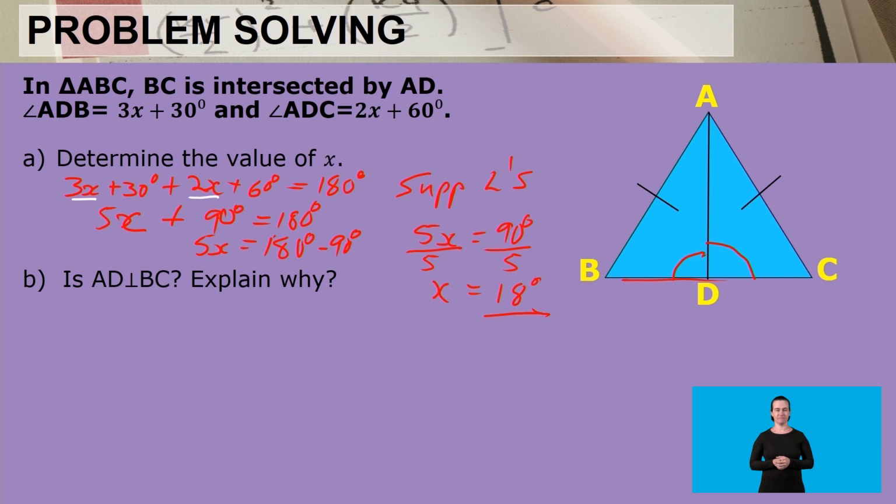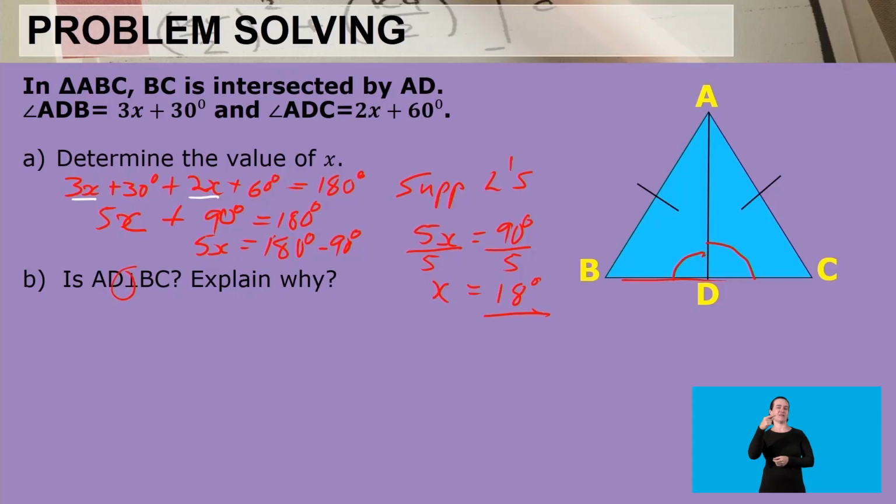All right. Now the next question: is AD perpendicular to BC? What do we understand by that sign, perpendicular? It means that when two lines are perpendicular, they meet and make an angle of 90 degrees. So we go back to the diagram and look at that angle there. It is 3x plus 30, and we look at the value of x, now that we know that x is 18.